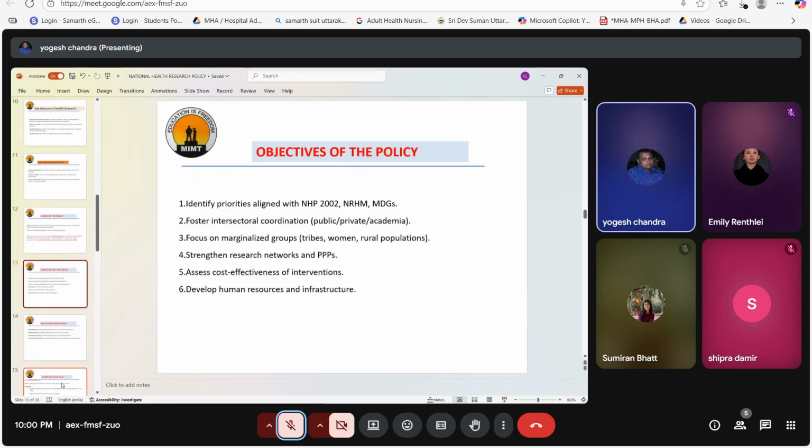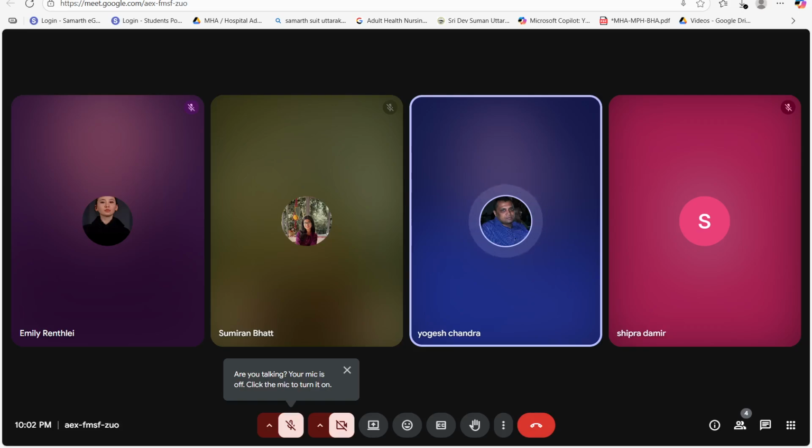Without having good qualified human resource and infrastructure, it is not feasible to conduct any good research. So we need some infrastructure, a policy to develop human resources and the infrastructure in terms of data collection, in terms of various other statistical analysis support and all that kind of thing. So that needs this National Health Research Policy; they ensure all these areas.